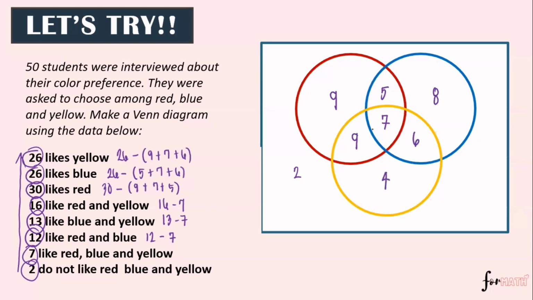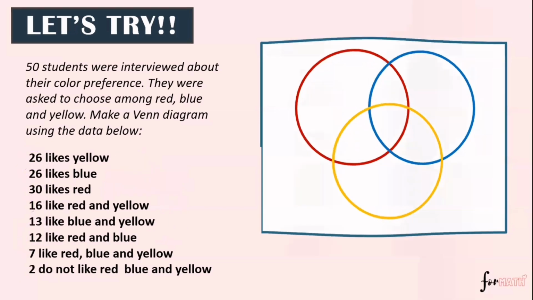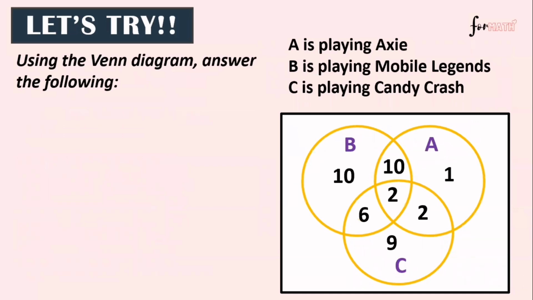Okay, kung ito-total natin yan, 9 plus 5 plus 8 plus 9 plus 7 plus 6 plus 2 plus 4. The total is 50. Okay? So next example, let us try. Using the Venn diagram, answer the following. Let A be the set of playing Axie, B is playing Mobile Legends, and C is playing Candy Crush. Okay, so see the details below. Ayan yung ating Venn diagram.